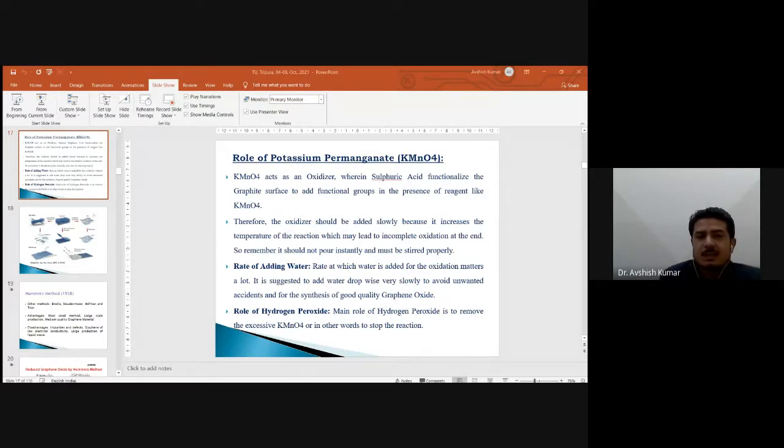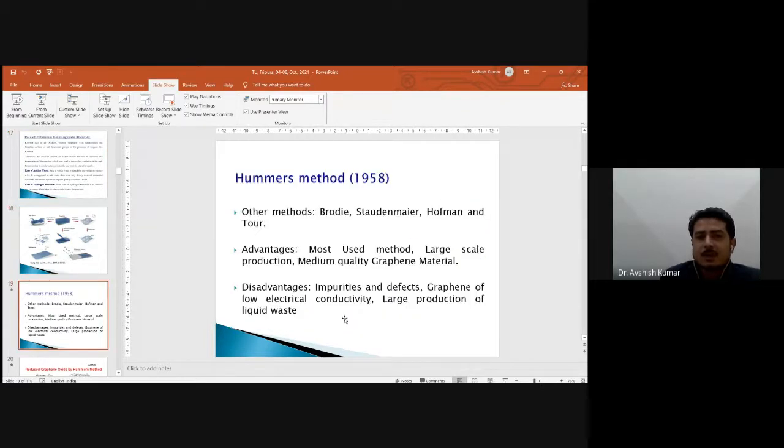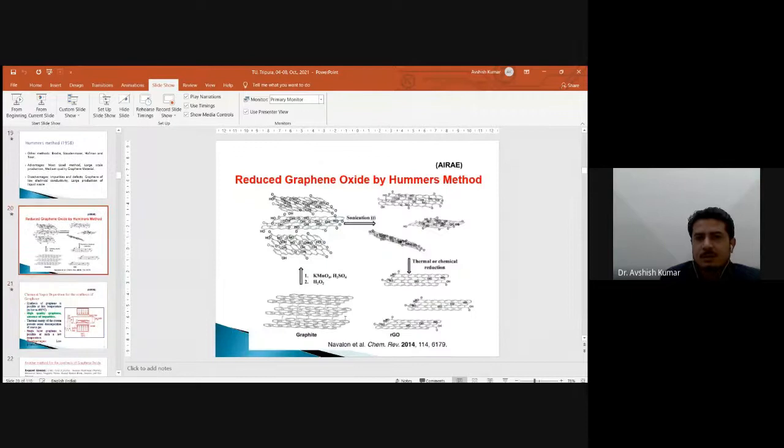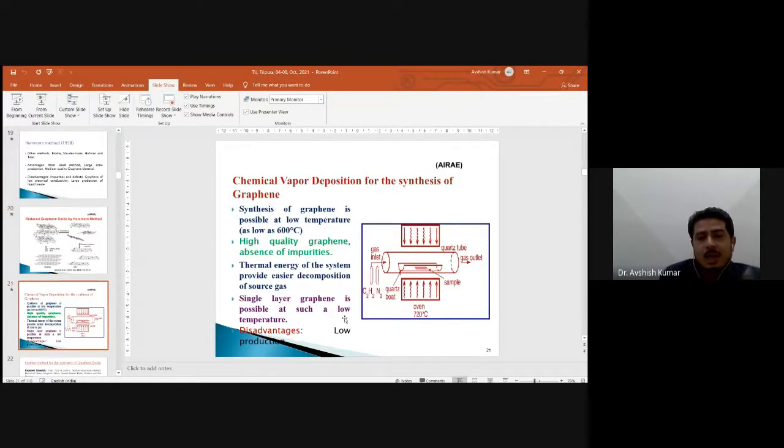So all these things you basically need to understand when you are going for the reduction to reduced graphene oxide using the Hummers method. Another important technique here is chemical vapor deposition for the synthesis of graphene.